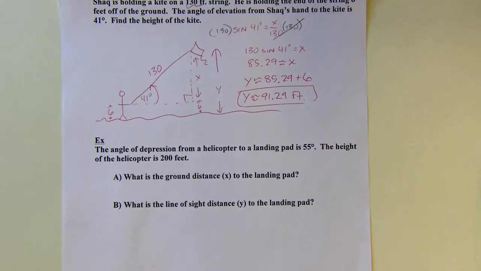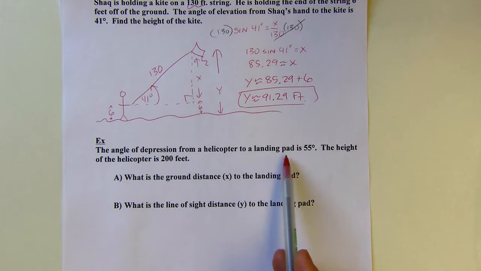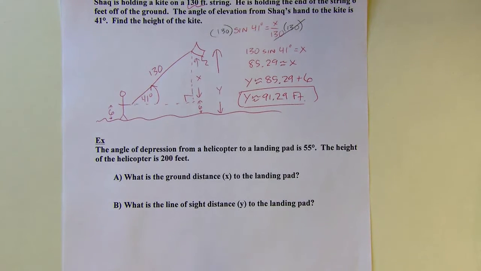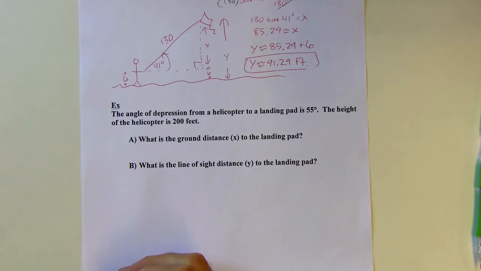Here we've got a helicopter. So the angle of depression from a helicopter to a landing pad is 55 degrees. I'm going to stop right there. I've got a helicopter. I've got a landing pad. So let's start making a little sketch.